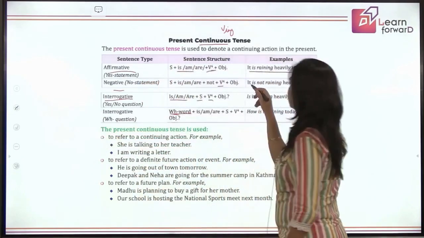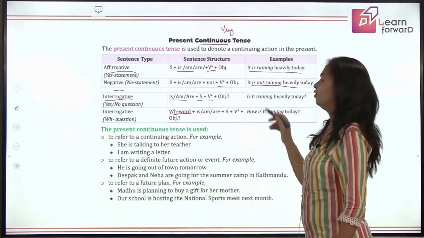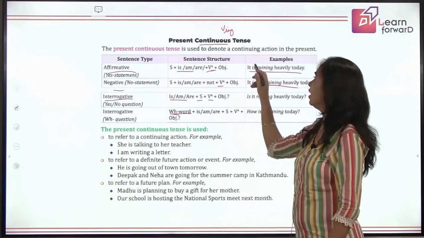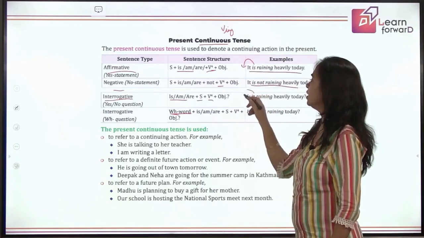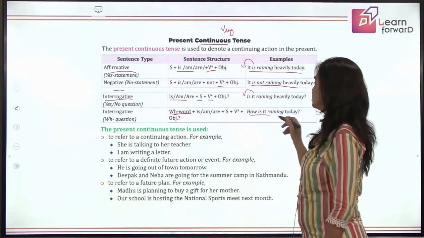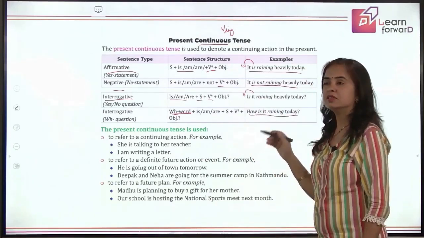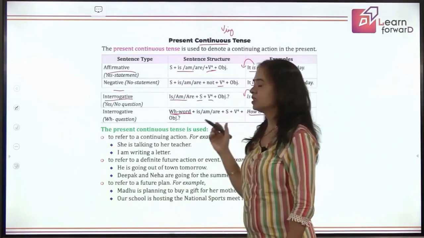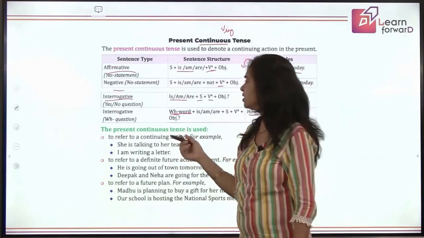Now moving to the next, when you make it negative, what will it be? It will be, it is not raining heavily. And if you want to make it interrogative, your helping verb will go in the beginning. So is it raining heavily today? Right? And how is it raining today? So this is about present continuous tense. But when do we use present continuous tense?